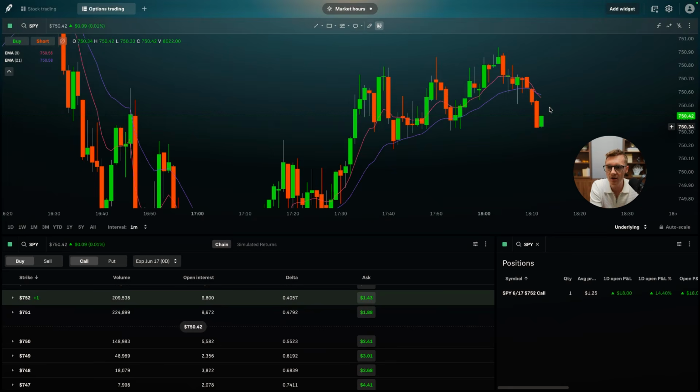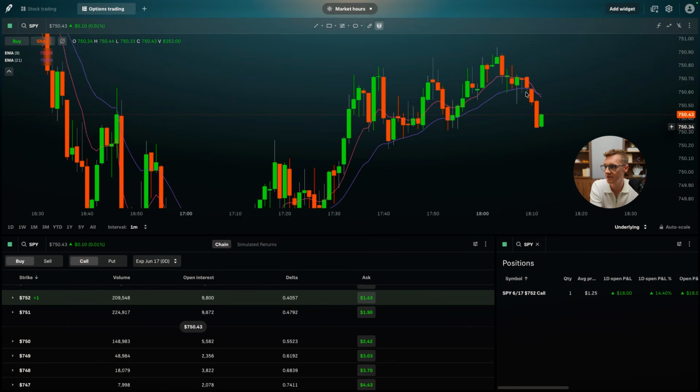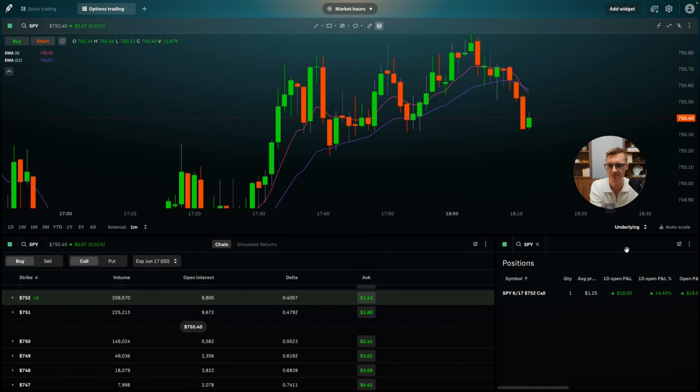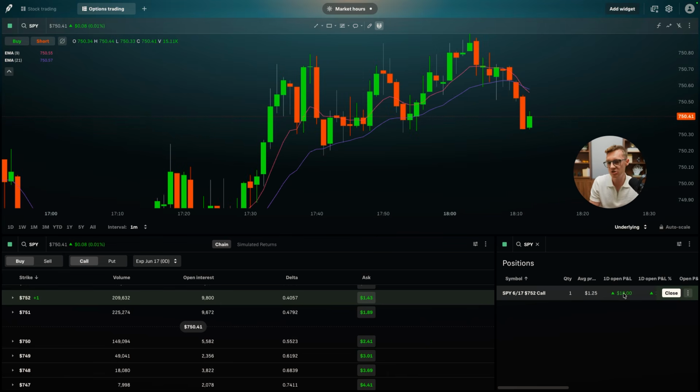All right, so we are getting the cross here. The 9 EMA is crossing below the 21 EMA, which means it is almost time to sell. Now we're up about 14%. And because these are 0 DTE contracts, every minute we hold these, it's going to cost us more and more and more. Theta, one of our Greeks, which is time decay, well, unfortunately has caused this position to go from being up 40, 50% at one point.